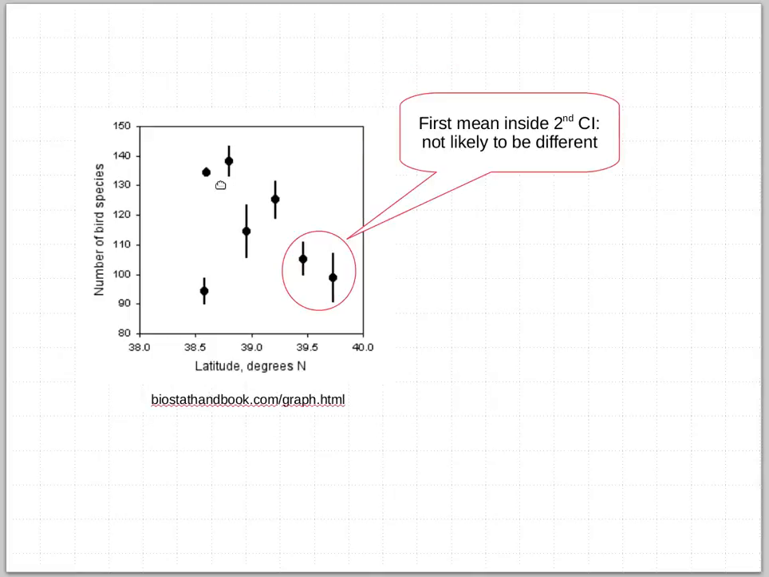Here I found a graph with some means and 95% confidence intervals. This is the number of bird species at different latitudes. So you might say there's a general trend. You get fewer birds as you go north, except for this point out here. So I'm not really going to dwell on a general trend.